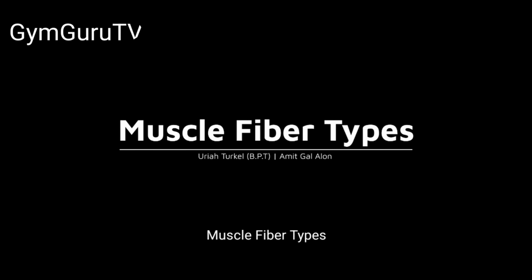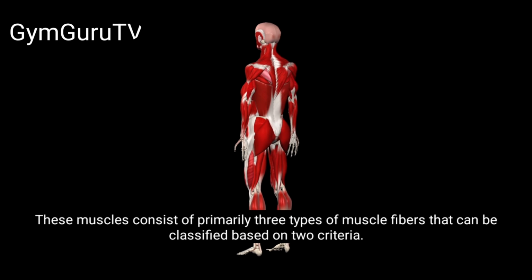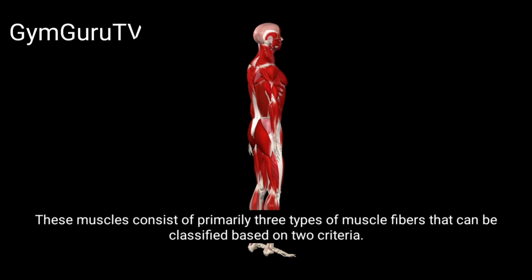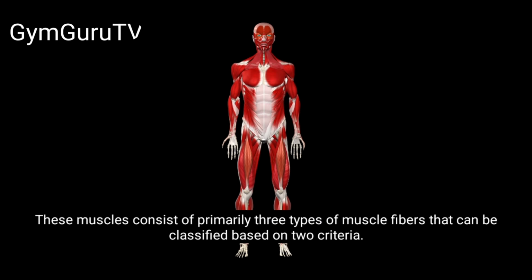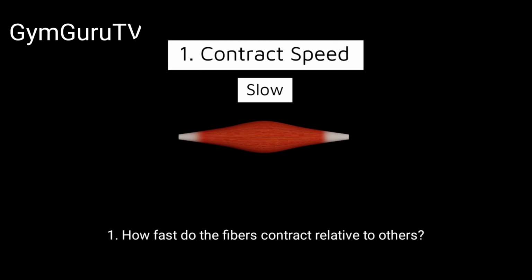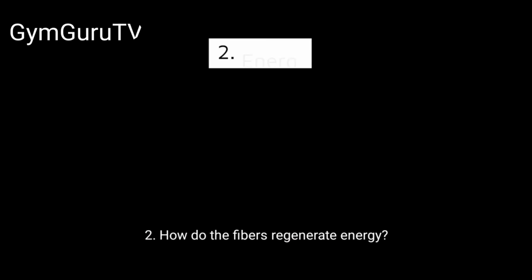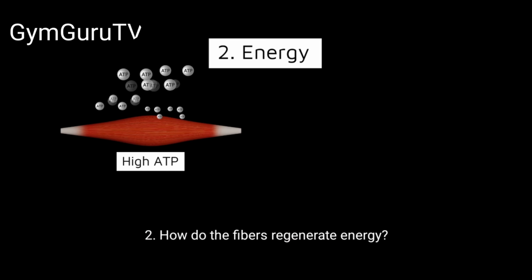Muscle fiber types. Let's take a look at the skeletal muscles. These muscles consist of primarily three types of muscle fibers that can be classified based on two criteria. 1. How fast do the fibers contract relative to others? 2. How do the fibers regenerate energy?